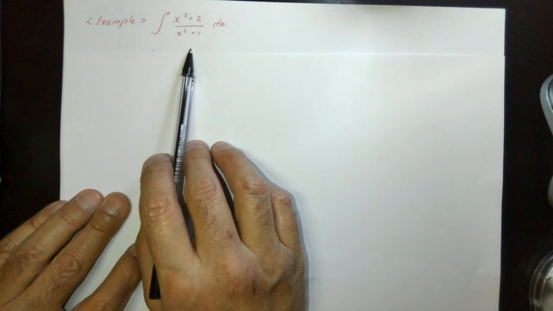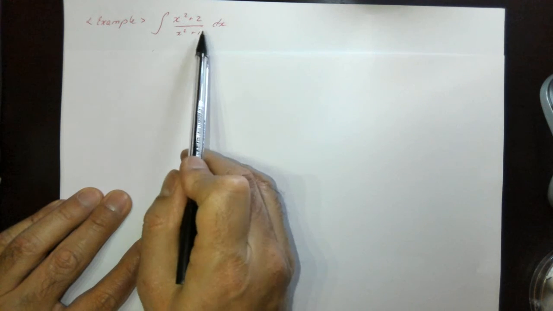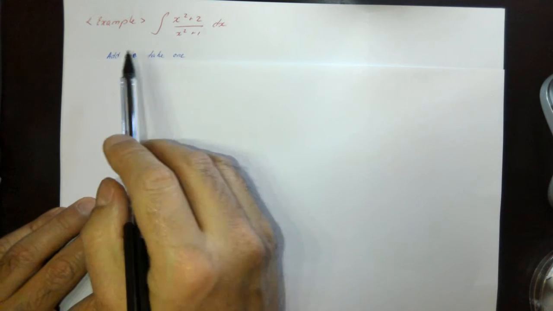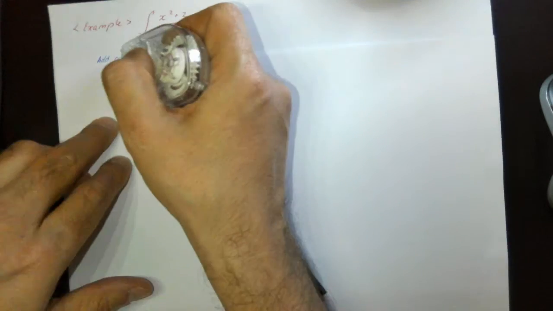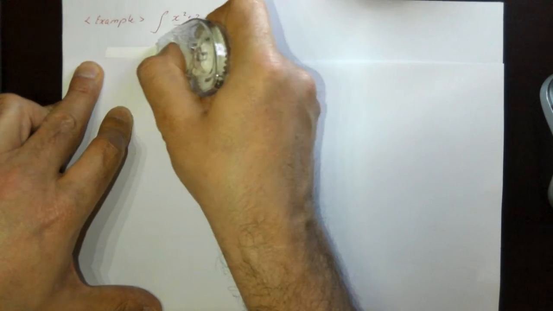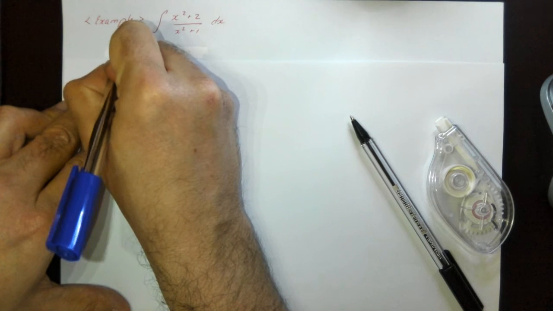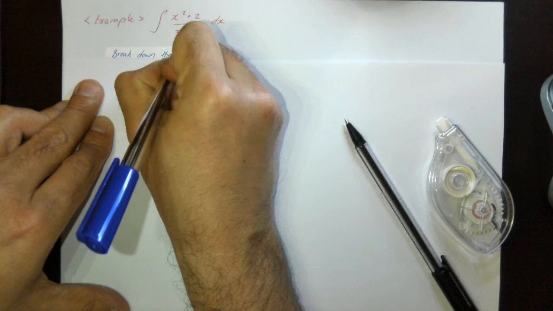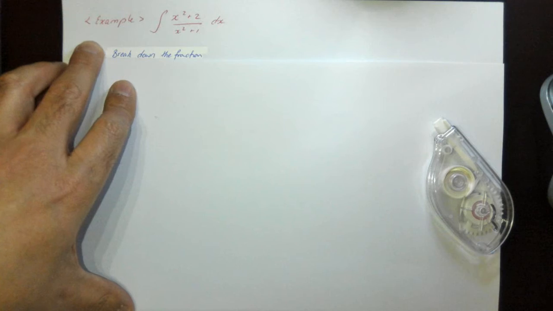So here we've got the integral of x squared plus 2 over x squared plus 1 dx. So we've got a quadratic divided by another quadratic. What I'm going to do is kind of do this breaking down. Sorry, I'm not going to add one, take one. I'm going to break down the fraction. And tomorrow we'll learn about doing partial fractions, but here this is not too bad.